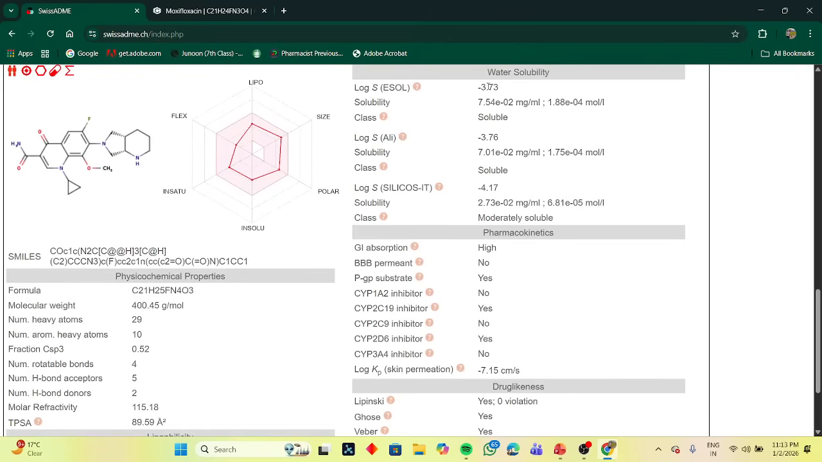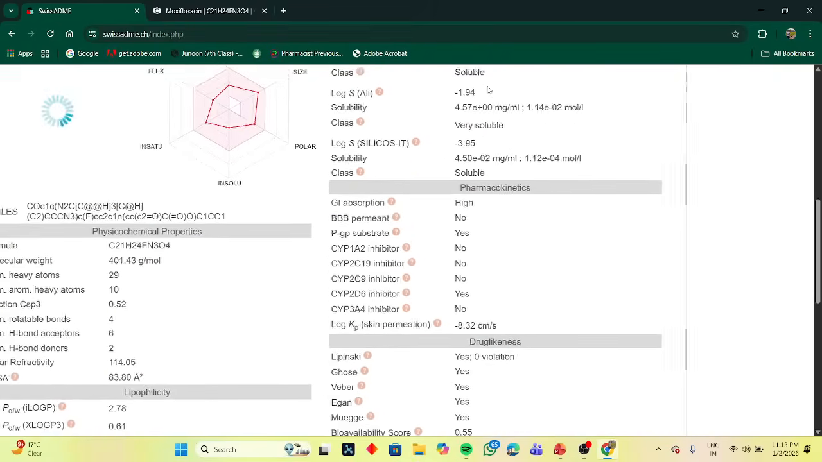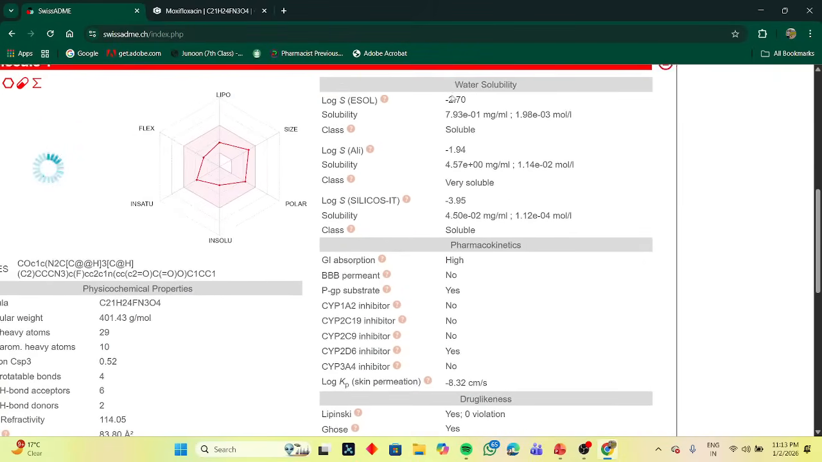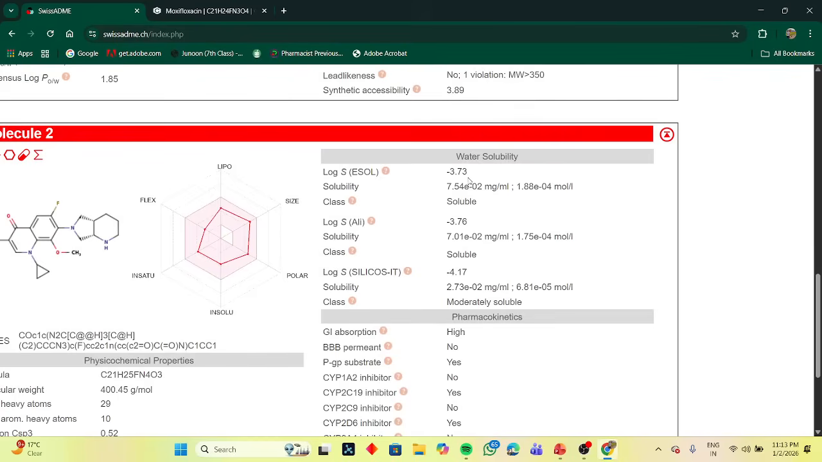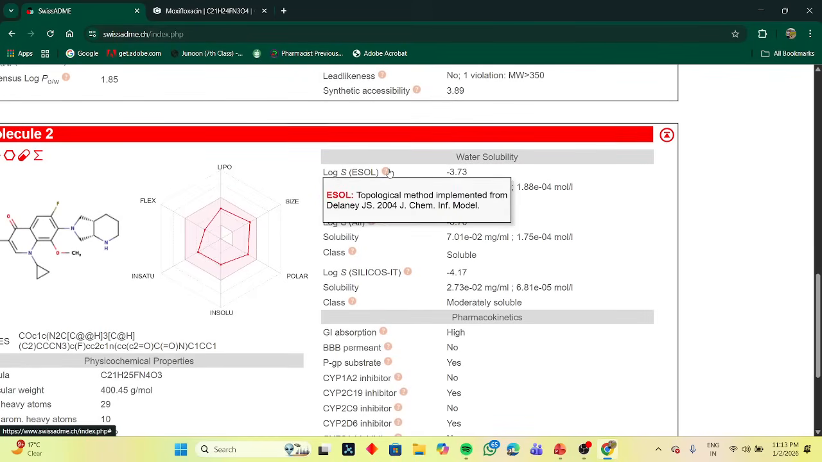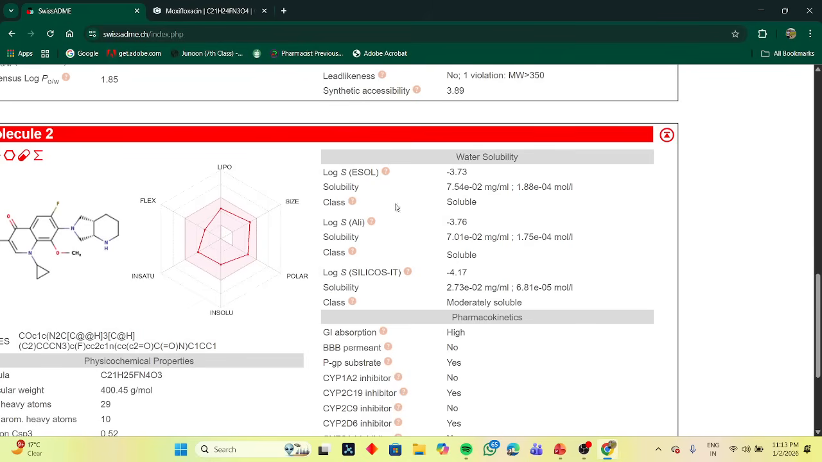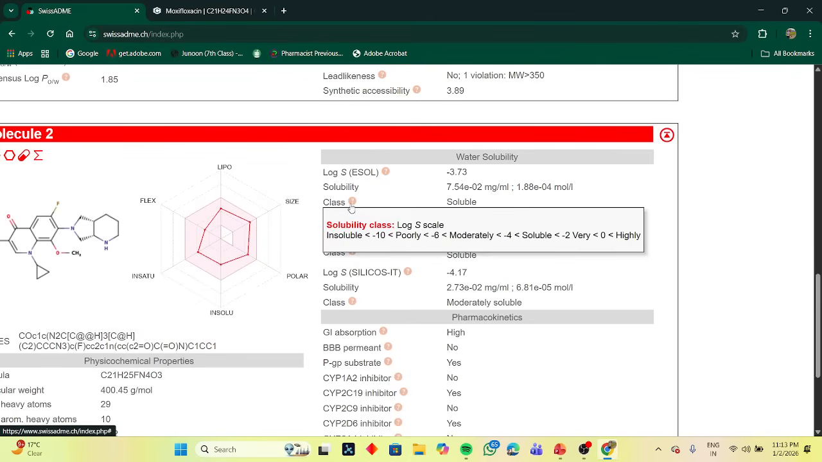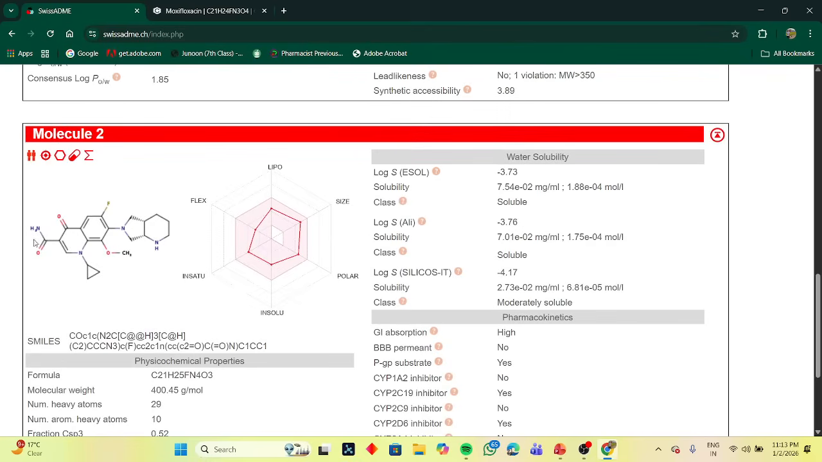The log S value is minus 3.73 and here it is minus 2.70. You can see that the water solubility is slightly decreased, but it comes under the class of soluble. So you can see when I substituted the OH group of the moxifloxacin with NH2, meaning I have converted the carboxylic acid to amide, there is a decrease in the water solubility.